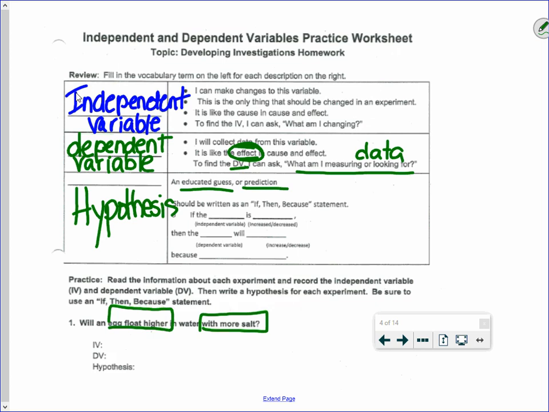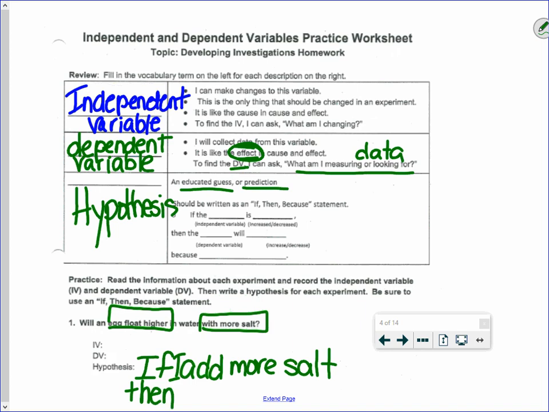Oh wait, I have to sing it. I have to do the hypothesis. Hypothesis. If I add, what am I adding? More salt. Then what's going to happen? It's then. Then the egg will do what? Float higher. The data you're going to collect is how high it floats. You're changing the amount of salt. Will float higher.